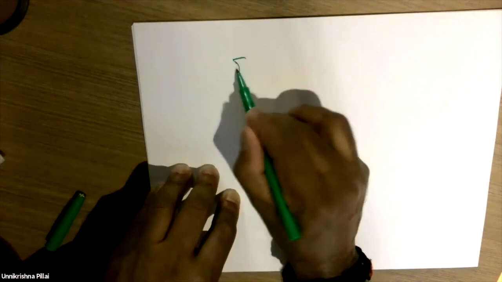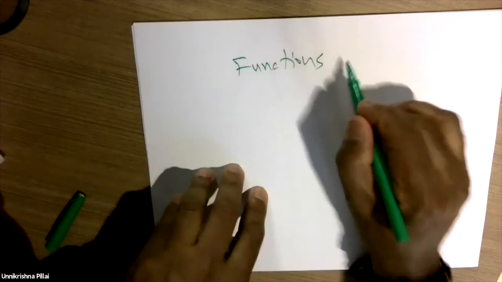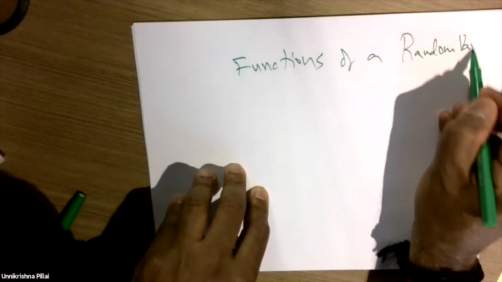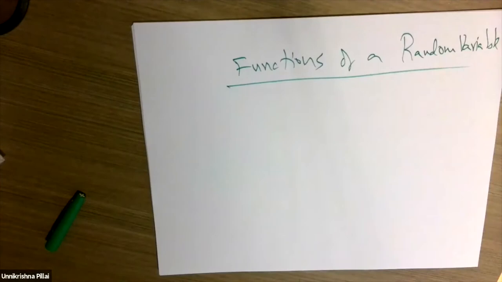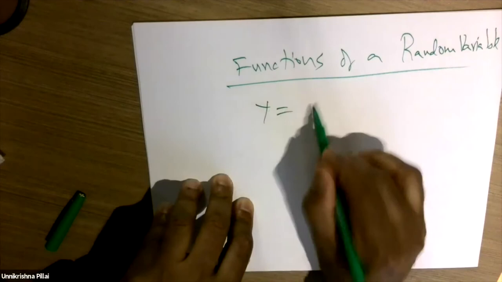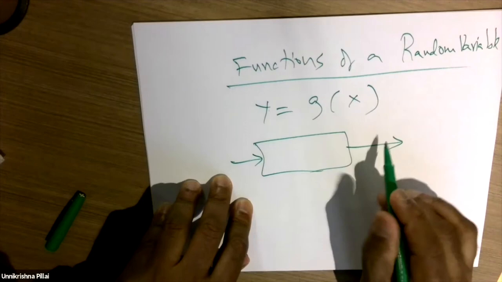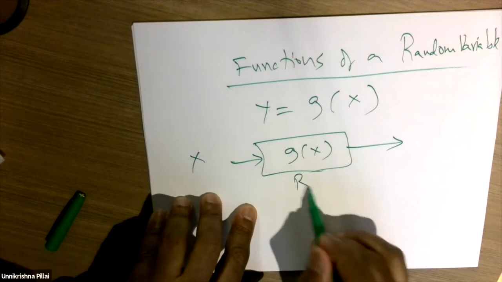Let me get to the main topic that we want to talk about today: functions of a random variable, y equal to g(x). As I said, most of us being engineers, a signal is coming in and we want to design a receiver to do something. The question is then what happens after the transformation.